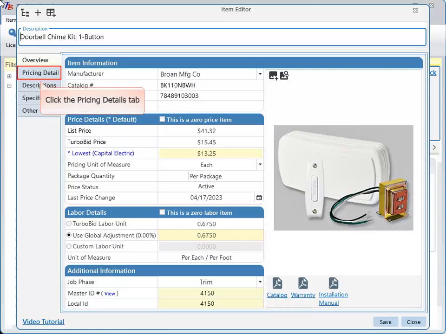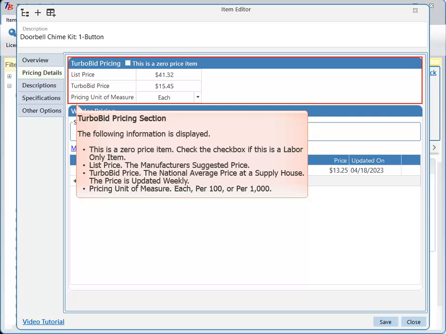Click the Pricing Details tab. TurboBid Pricing section. The following information is displayed. This is a zero price item. Check the checkbox if this is a labor-only item.